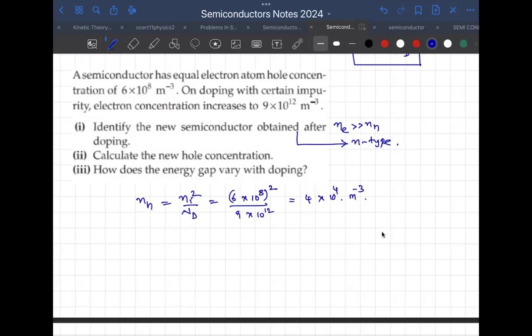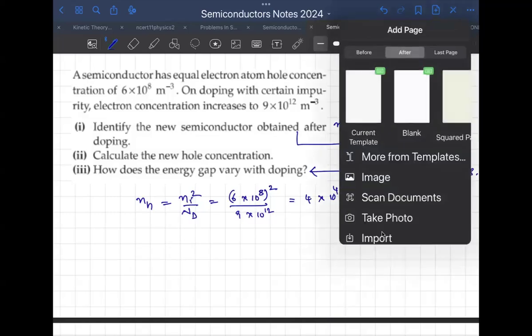Right. Next. How does the energy gap vary with doping? See, usually, what is the objective of doping? The purpose of doping is to reduce the energy gap. So just because of doping, what is happening to the energy gap? It decreases. Right. What a simple question.